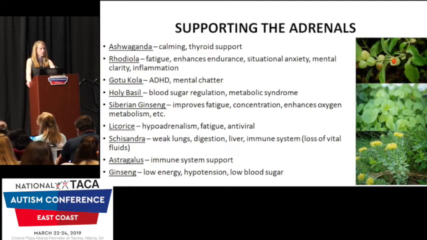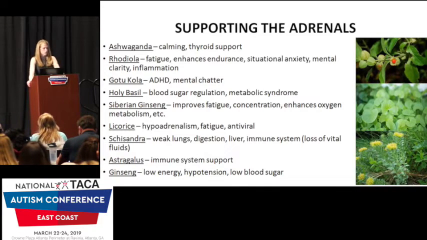So if kids are coming in and they have POTS or dysautonomia, chronic fatigue, I usually do a combination of Siberian ginseng and licorice together. Schisandra, this is good for if you have sluggish different types of parts. So essentially lungs, digestion, liver, immune system. This might be a nice one.